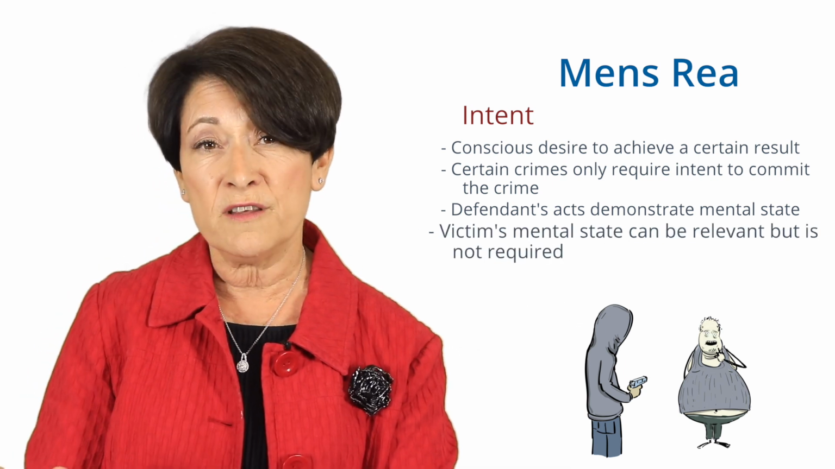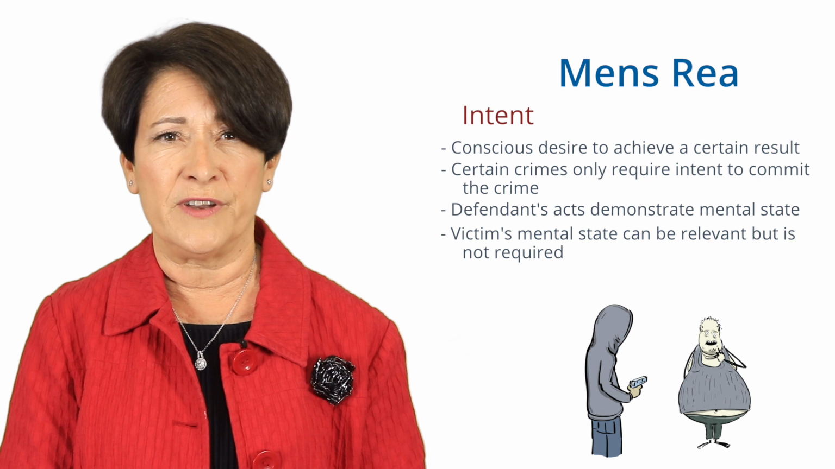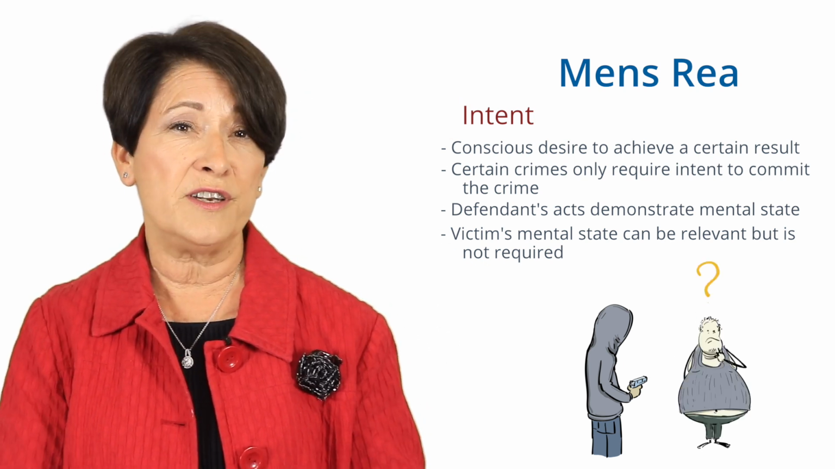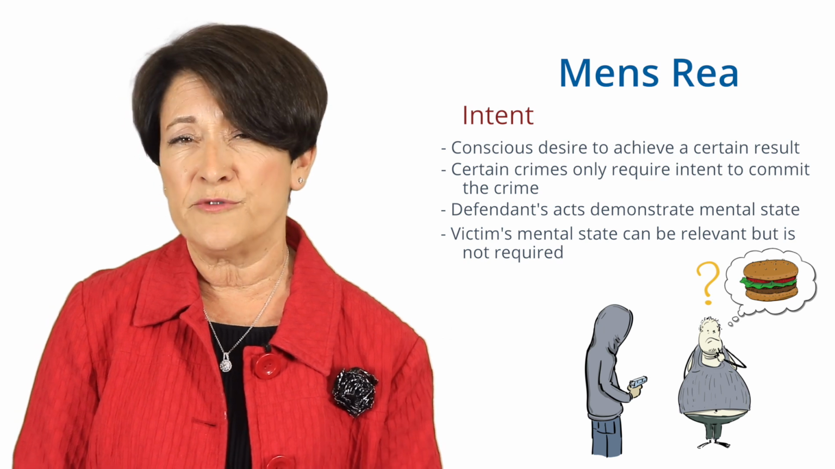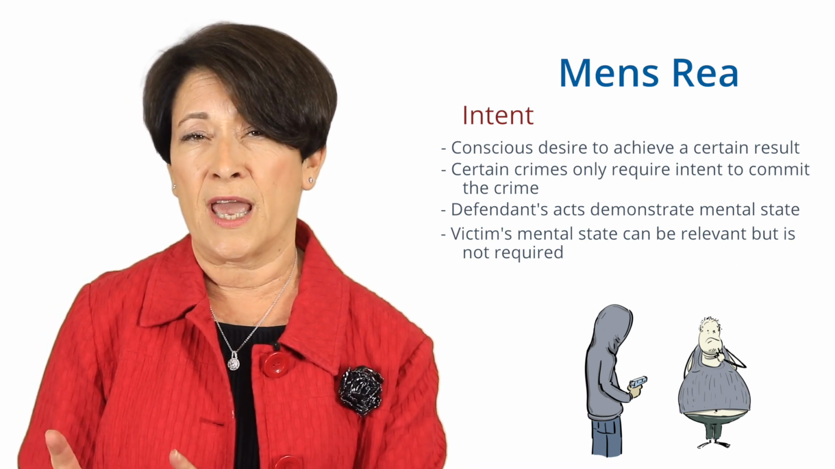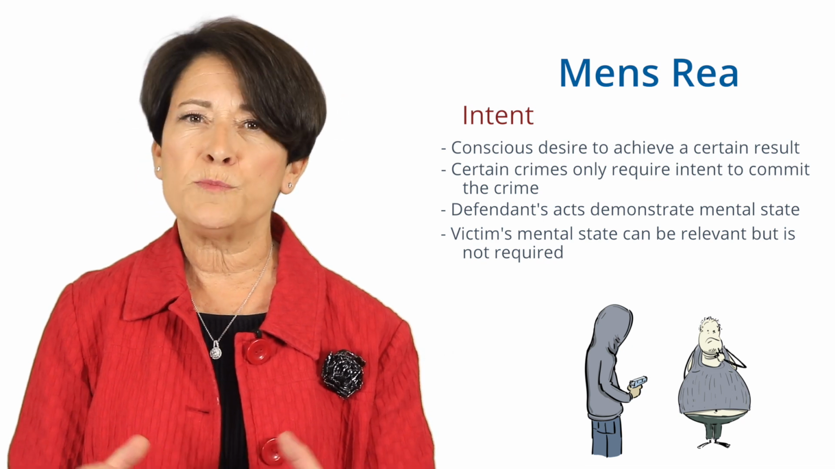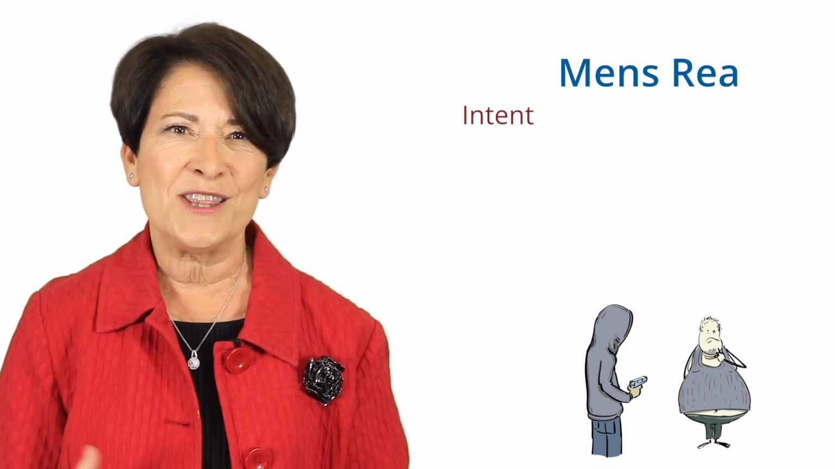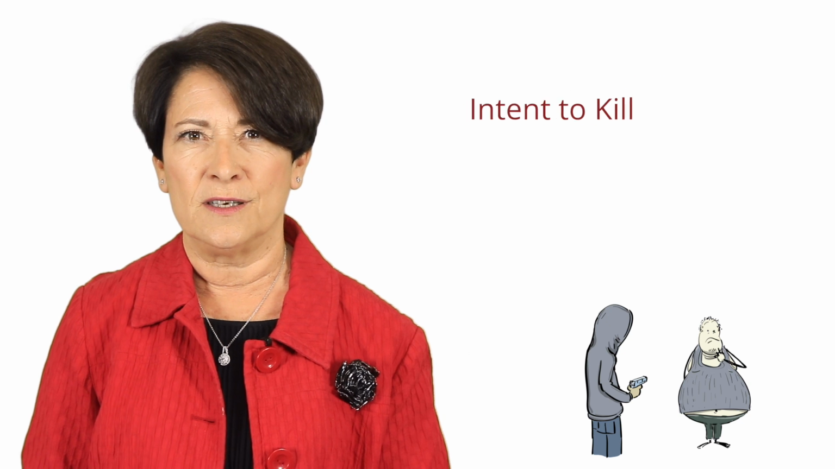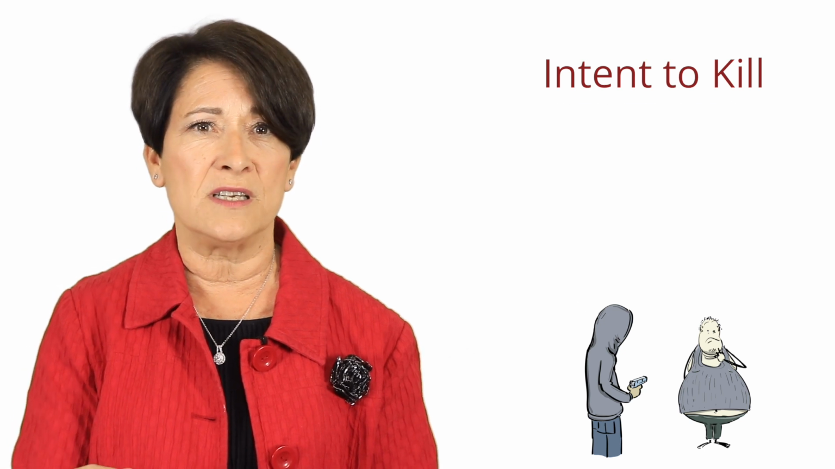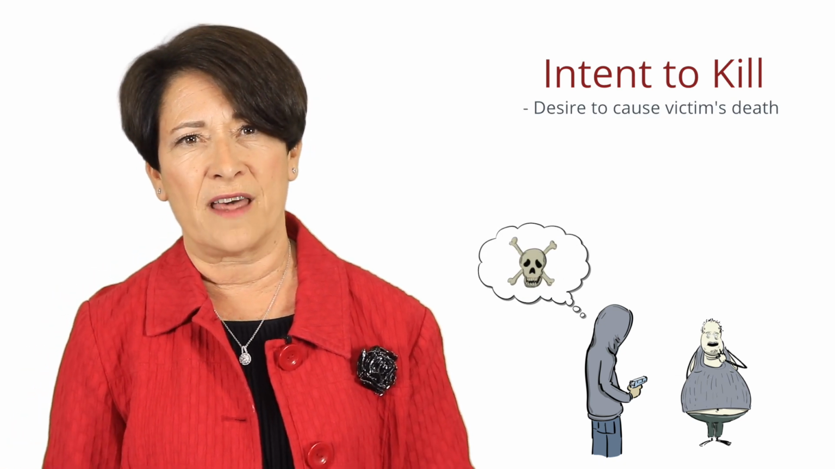We might look to the victim's mental state. We might look to the victim to say, did the victim feel afraid? Did the victim think the defendant was trying to rob him or steal from him? But what we're really looking at is what the defendant wanted to do. So let's put this in context. Let's take the mens rea of intent to kill, which is required in certain crimes. Generally, the mens rea of intent to kill means the desire to cause the consequences of death.